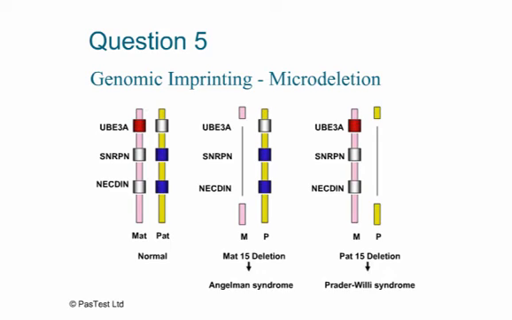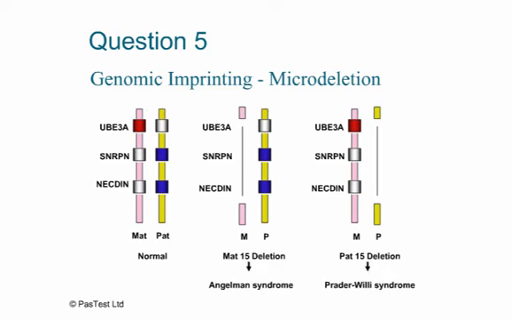However, there are a few regions in the human genome where genes are switched on or switched off differently depending on whether they are of maternal or paternal origin. And this part of chromosome 15 is one of those regions. So as you can see from the slide, on the left-hand side we have the normal situation. The maternal and paternal chromosome 15s inherited express the genes in this region differently.